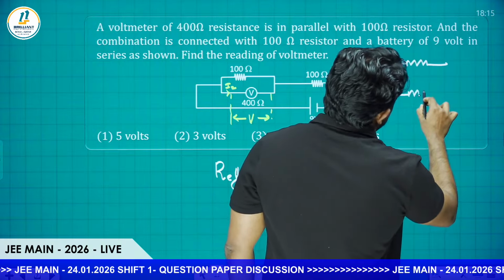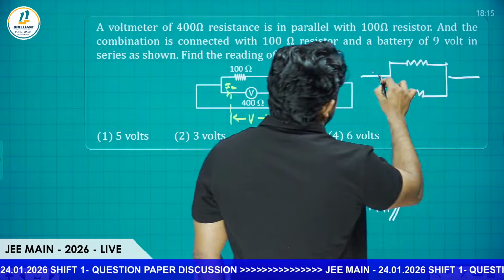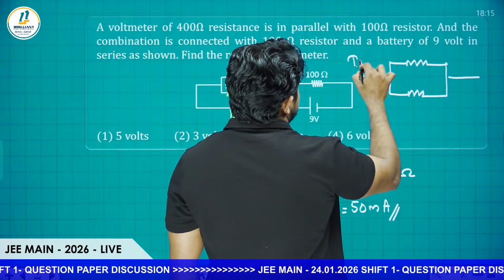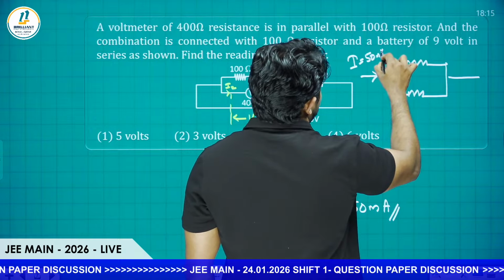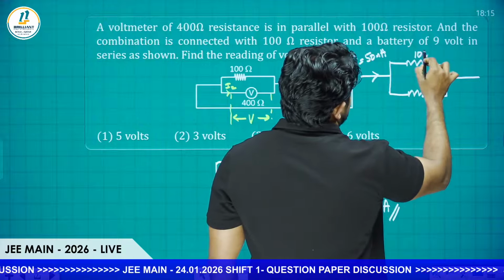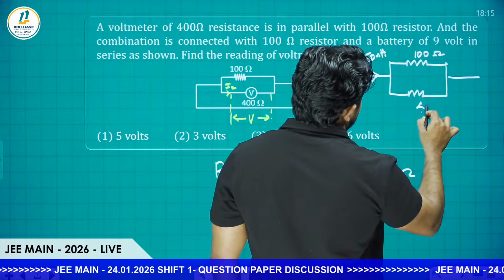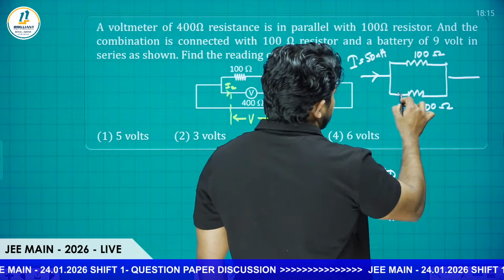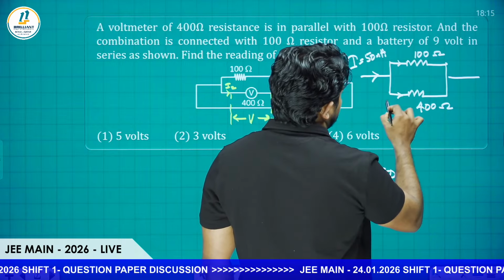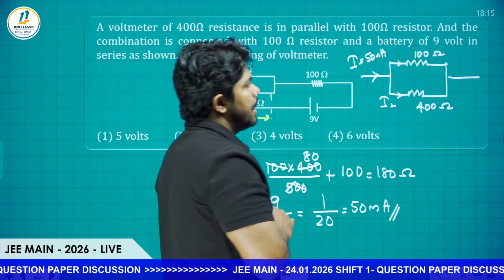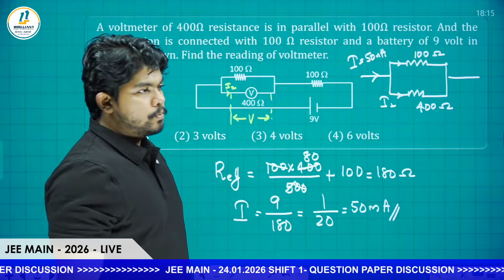Okay, the current division rule. If the total current I is equal to 50 milliampere, that we know, and we know the two resistors, this is 100 ohm, this is 400 ohm. I want to find the current passing through this end. Let's take it as I2. So what is the idea of current division rule here?